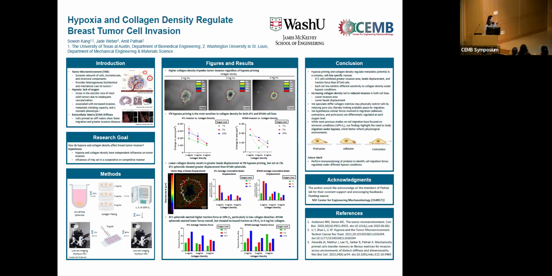Lastly, while most previous studies on cell migration have focused on normoxic conditions, this shows the need to study cell migration in hypoxic conditions, because it's also physiologically relevant. A lot of cells in our body are not operating at 20% oxygen level. So this study will be relevant, and more studies need to look at how cancer cells work in a hypoxic condition.